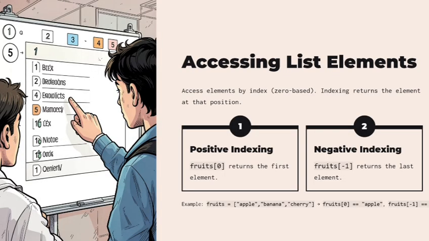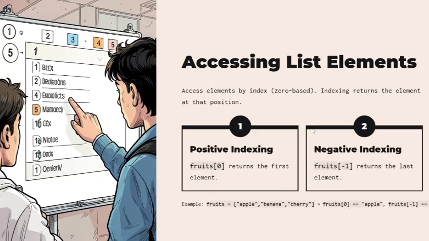Okay, accessing list elements. Like strings, lists use indexing. Python uses zero-based indexing. In this example, fruits is equal to apple, banana, cherry. So the indexes are 0, 1, 2. If we write fruits[0], it will print apple. This is called positive indexing. To access the first element, we write fruits[0], and it will print apple. If we write fruits[1], it will print banana.